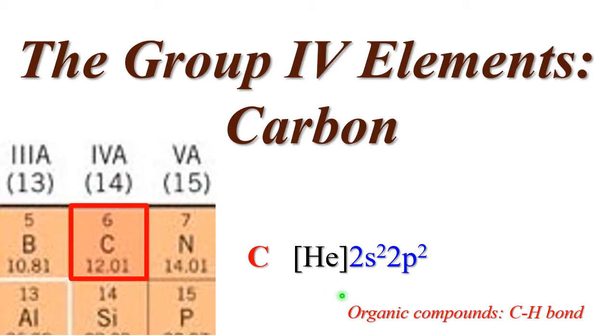It has the electron configuration of helium with valence electrons 2s2, 2p2, which totals 4, and the most common rule is that carbon always makes 4 covalent bonds.